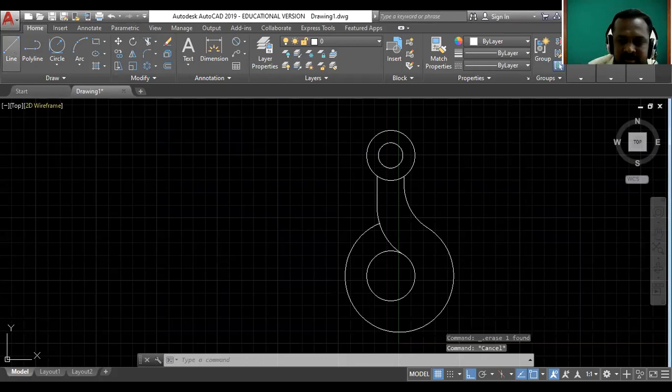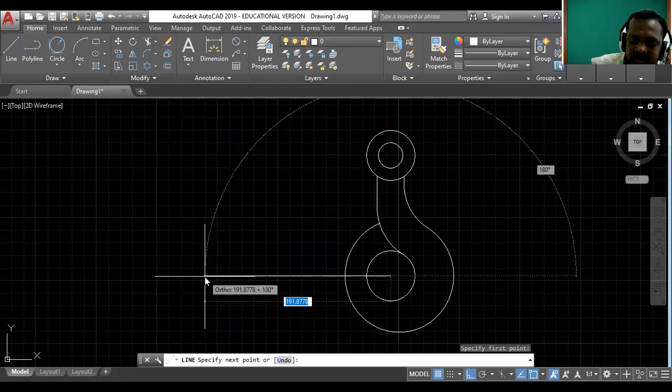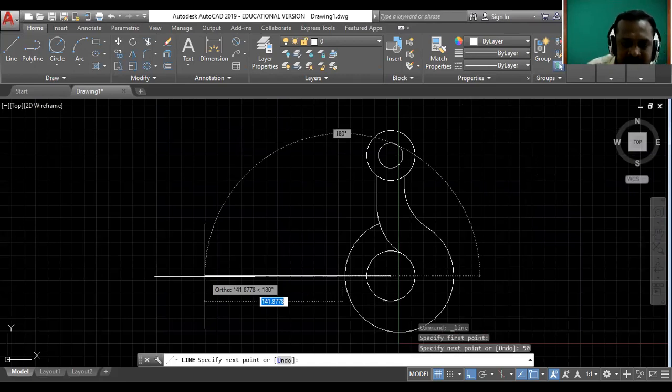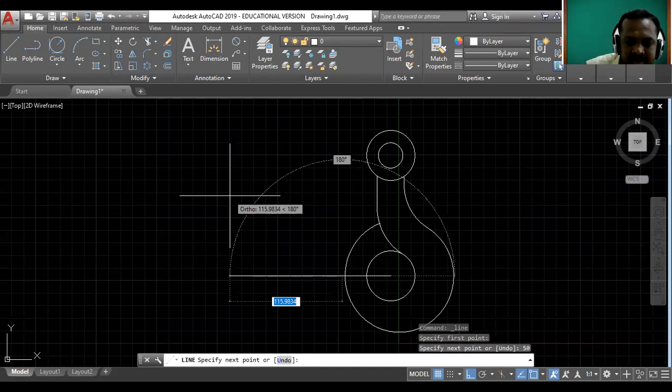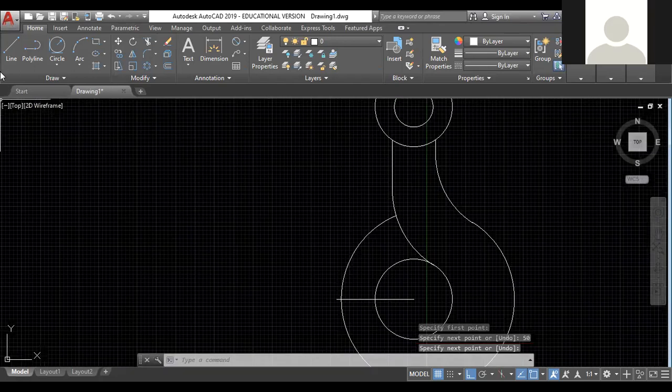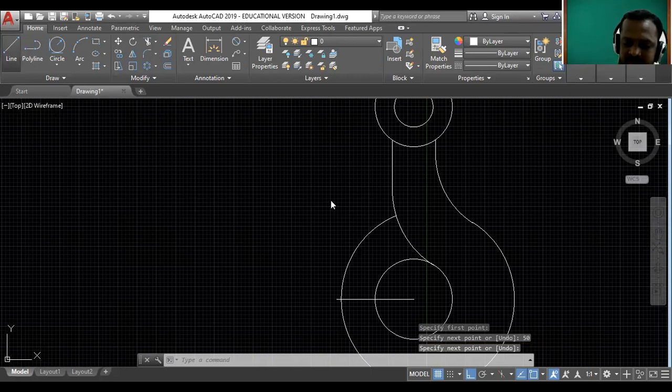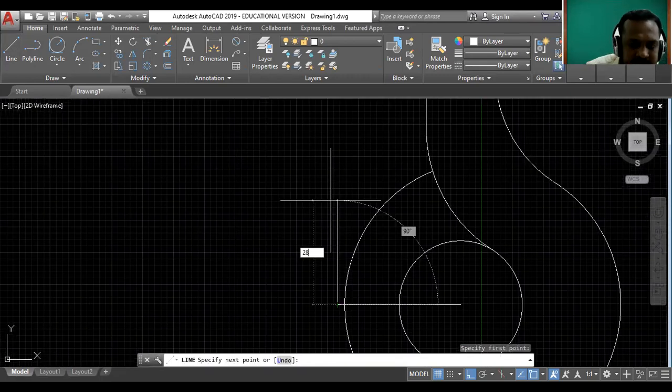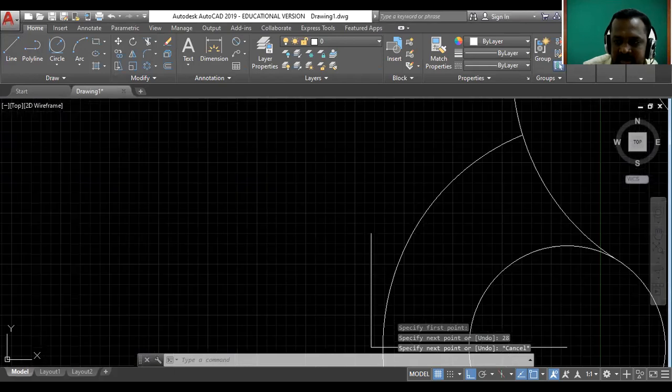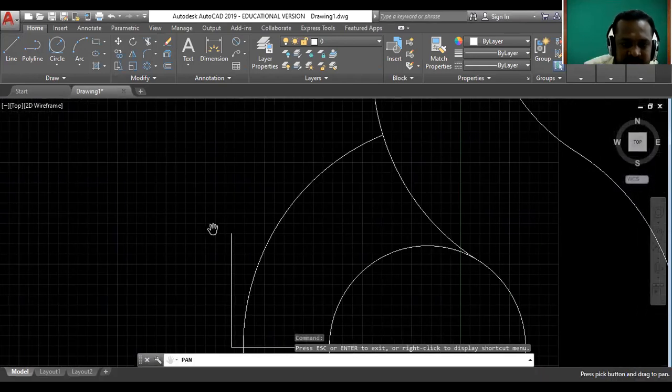Line command. Okay, from the center point, draw the horizontal line of 50, enter, and then vertical 28. Vertical, which is the 28, enter. Okay. Now, see here, and radius.